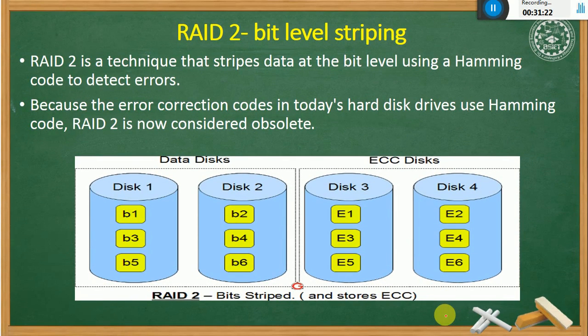Now RAID level 2. RAID level 2 is known as bit level striping. Already we know striping. Striping is nothing but storing the data on different disks. In RAID 2 we have a minimum of 4 disks and your data is divided at the bit level.